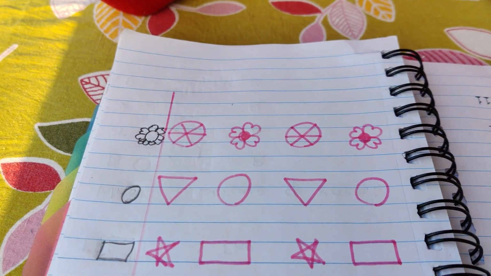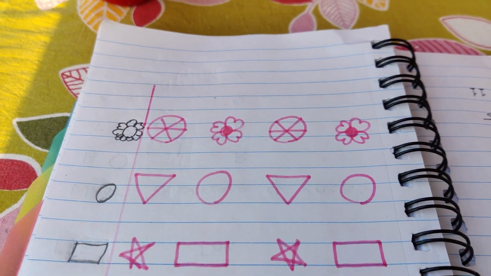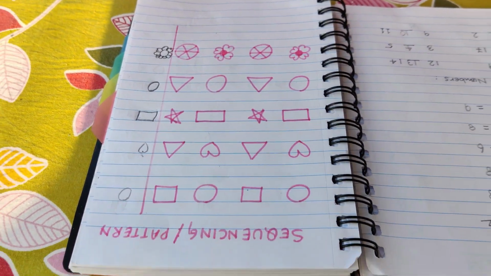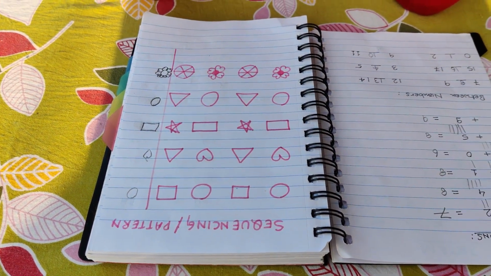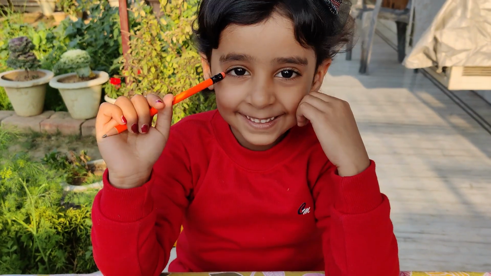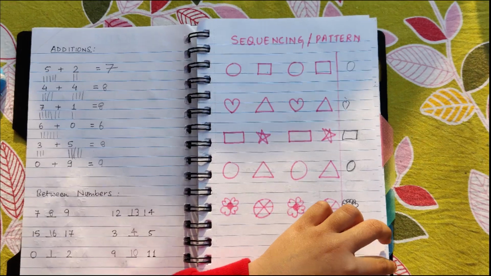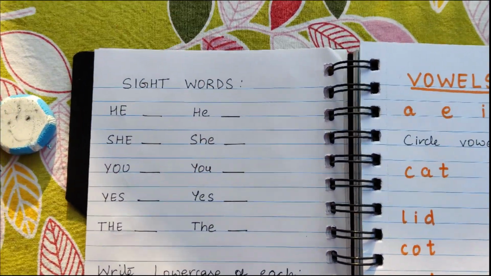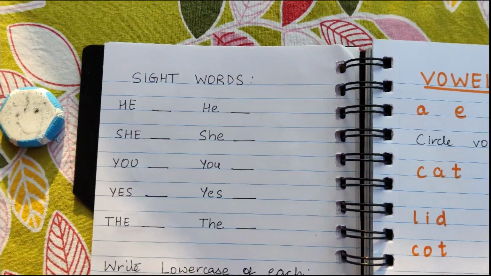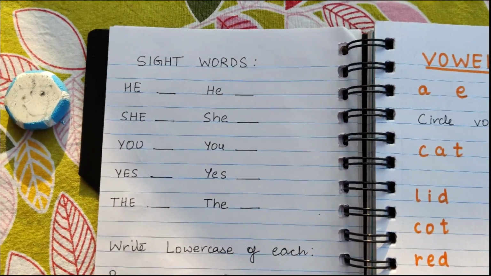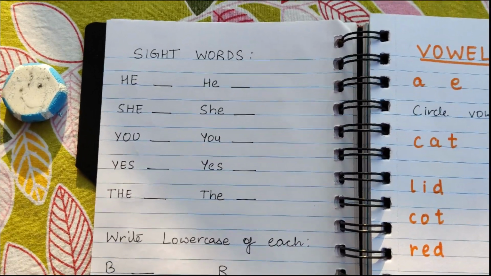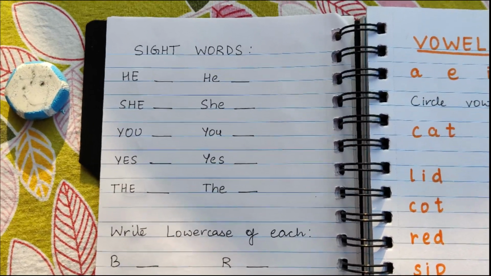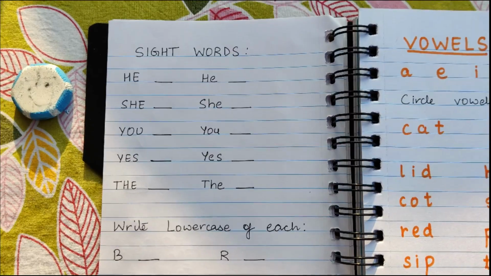Okay, so Mahira has made so many leaves of the flowers, but that's okay. So our pattern worksheet is also completed. Let's do the next one. Now, English worksheet. Here, Mahi, I have written a few sight words in capital as well as small letters. Okay, you have to read the sight word and write it. Okay, which is the first sight word?